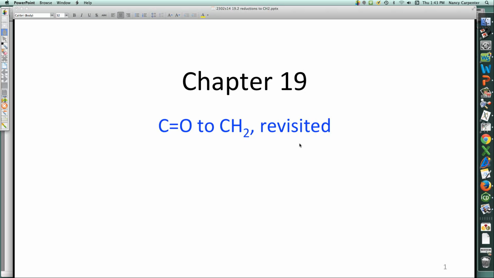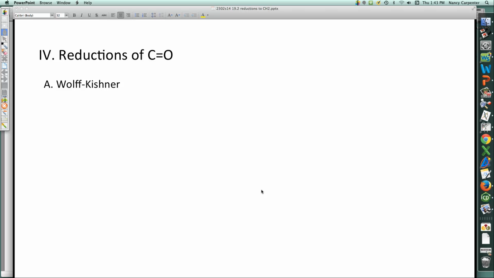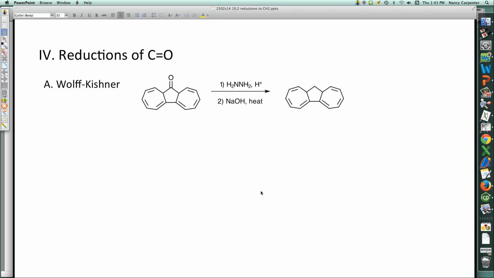And we've already seen part of that in the realm of the Wolff-Kishner. So now we're going to learn two new reducing methods, the Clemmensen reduction and the use of Raney nickel. And that'll probably make for a pretty short mini lecture. I think I will save protecting groups and selectivity for our next mini lecture. So, quick review of Wolff-Kishner.